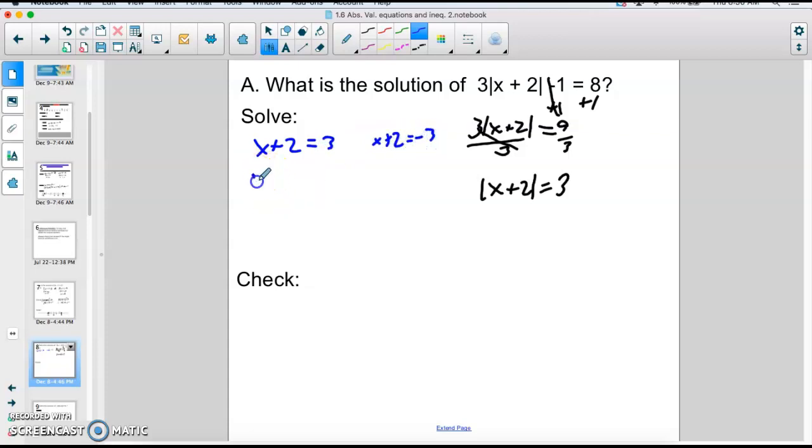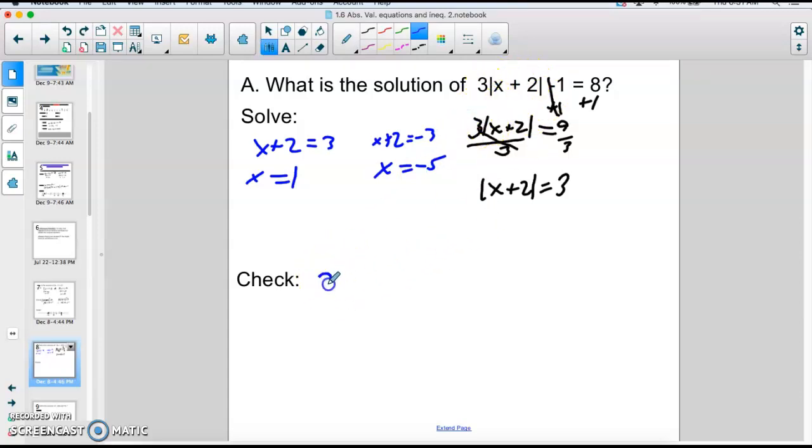And we solve these, so when we subtract 2, we get x equals 1. We subtract 2 from here, we get x equals -5. Okay, so those are our solutions so far. Let's check them. Okay, so when we go to check, we're going to plug it back into the original equation.